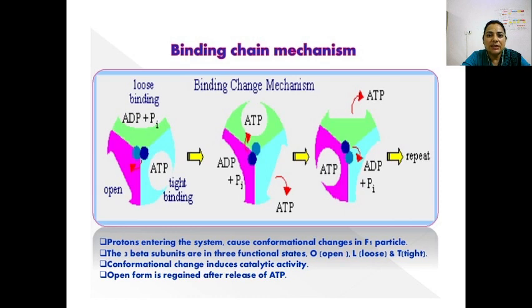This is the binding change mechanism, that is, protons entering the system cause conformational change in the F1 particle. The 3 beta subunits are in 3 functional states, that is the open or the O, the L or the loose, and the T or the tight. Conformational changes induce catalytic activity. The open form is regained after release of ATP.